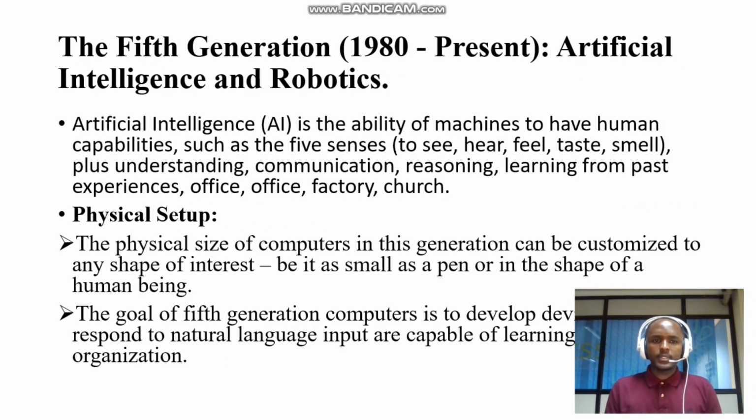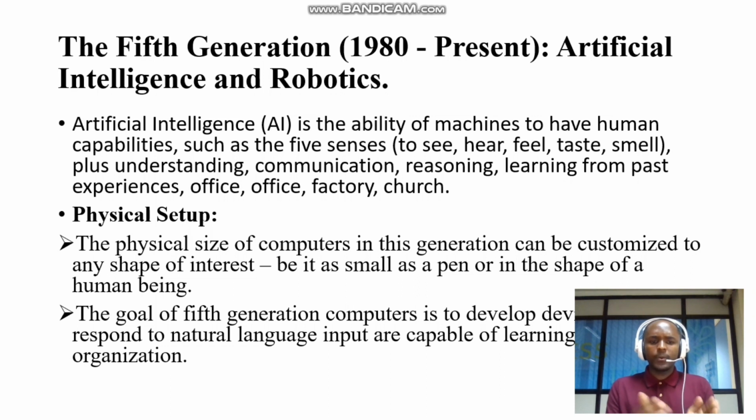Then proceeding to fifth generation computers, where between 1980 to the present state, artificial intelligence and robotics was the main invention, whereby artificial intelligence is the ability of machines to have human capabilities such as the five senses: see, hear, feel, taste, smell. The physical setup of the fifth generation: the physical size of computers in this generation can be customized to any shape of interest, be it as small as a pen.